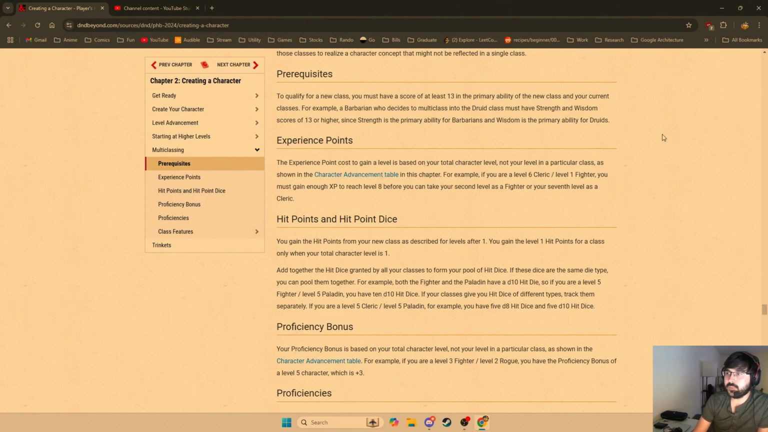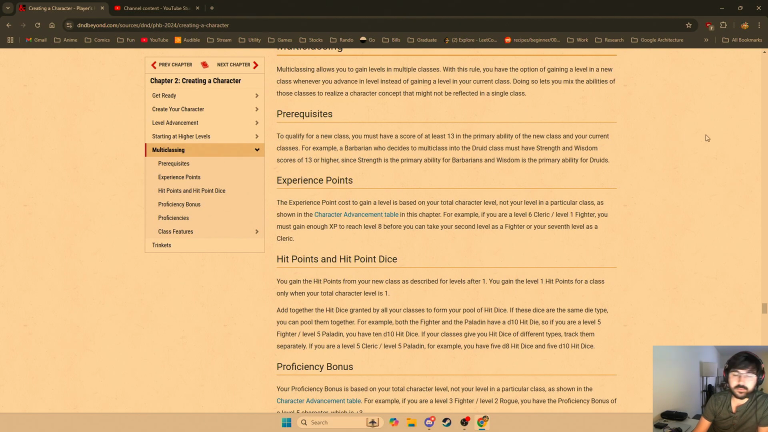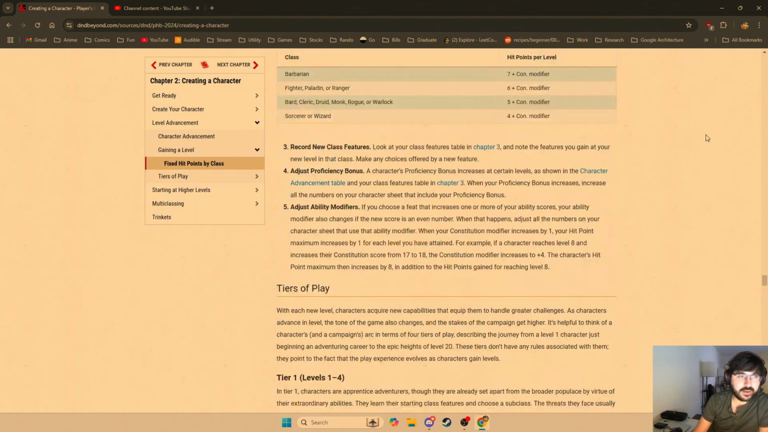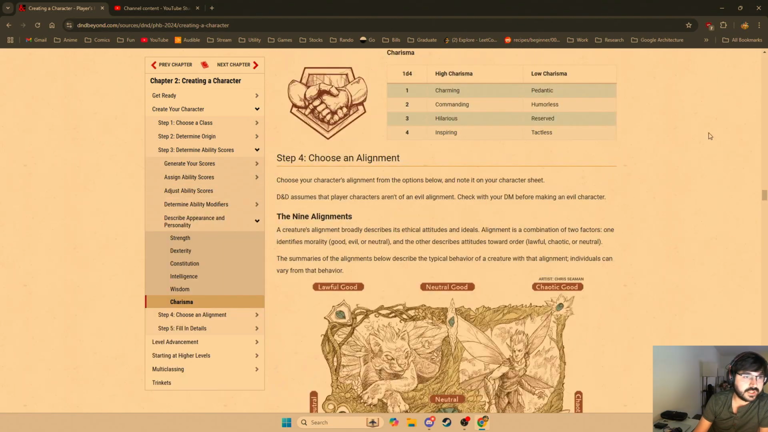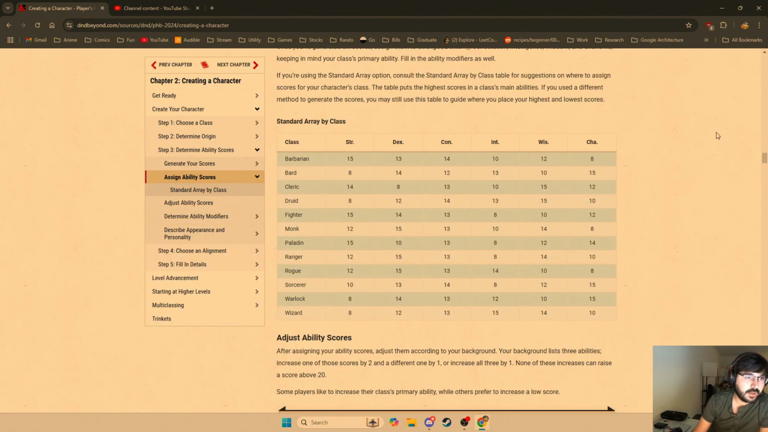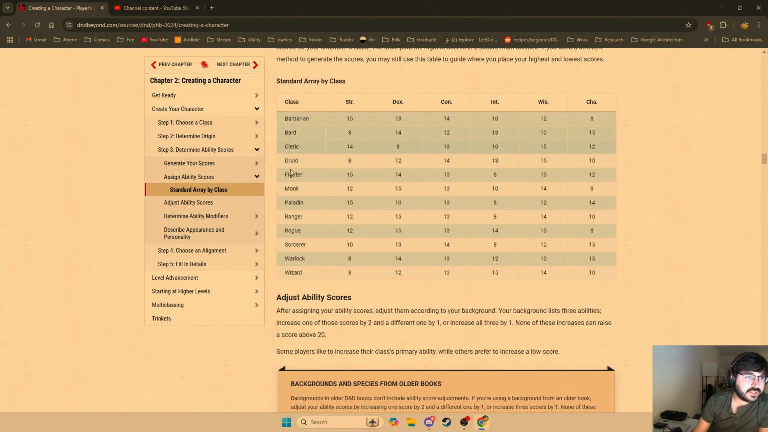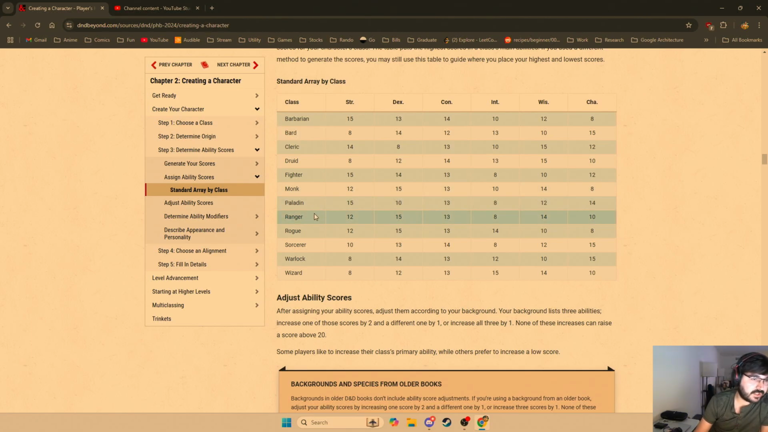Some classes used to be multiclasses. Your paladin is a very famous example. I believe your ranger was an example. I believe your bard was a multiclass. Your paladin was a multiclass. I think warlock might have also been a multiclass. Your ranger was a multiclass.